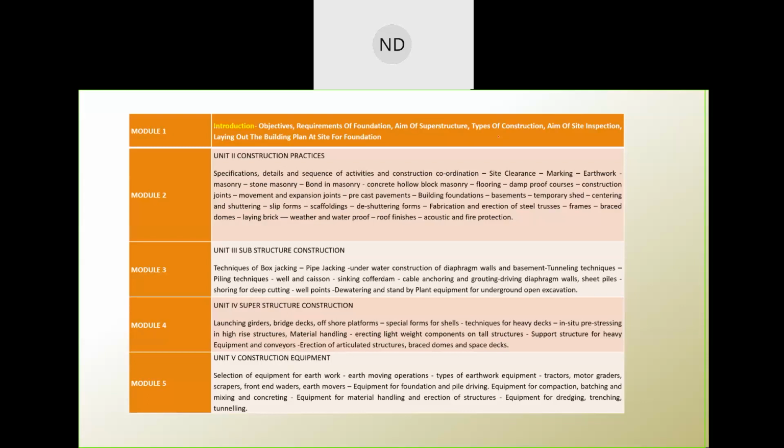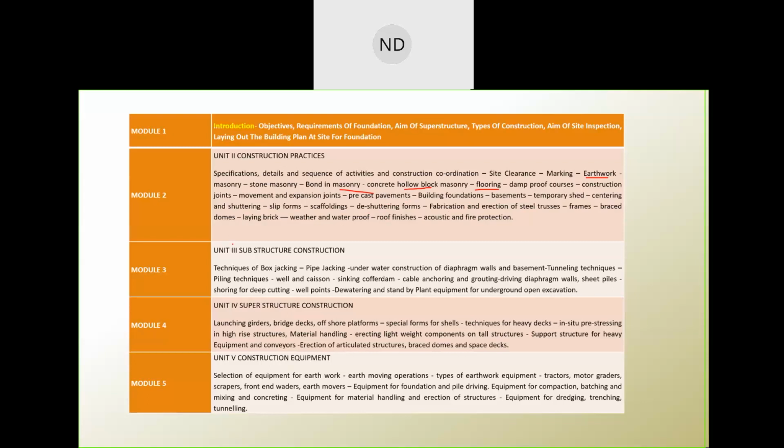What are the aims of this subject? Why we will be doing all those things. In second module, we are going to talk about the bonds in masonries, concrete, flooring, different things or the terms which are needed in your construction practices. While you are constructing something, a house, a building, what are the different things you need to know about that? What are artworks, basements, all the simple things. So these we are going to discuss in module 2.